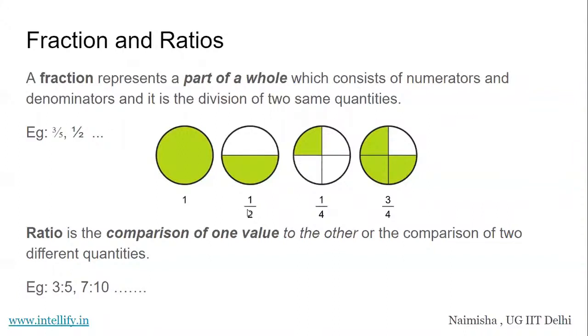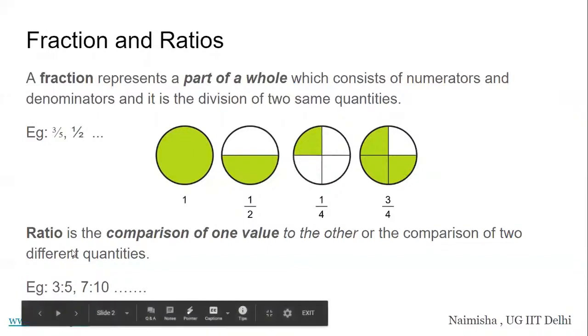Ratio is the comparison of one value to another, or the comparison of two different quantities. Example, 3:5, 7:10.